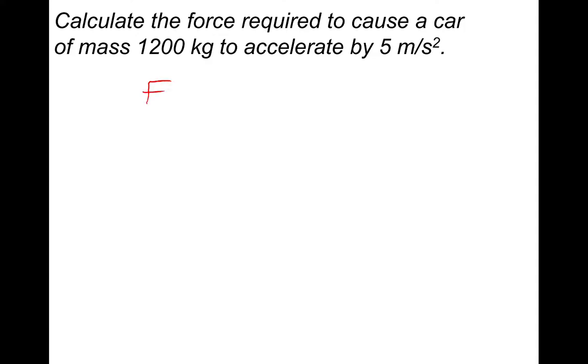F equals ma. So force is equal to mass times acceleration, and then just put the numbers in. The mass is 1200 kilograms multiplied by 5 meters per second squared. 1200 times 5 is 6,000 newtons. As you can see, we've done the equation, the working out, and the answer with a unit. That's what the examiner wants to see. The examiner wants to see clear working out and show that you know what you're doing.